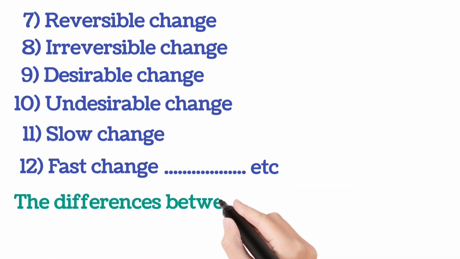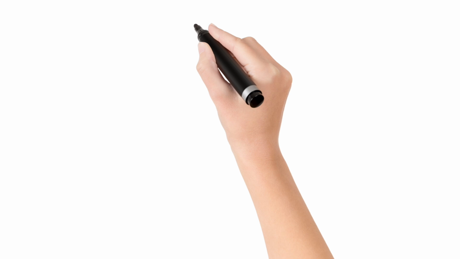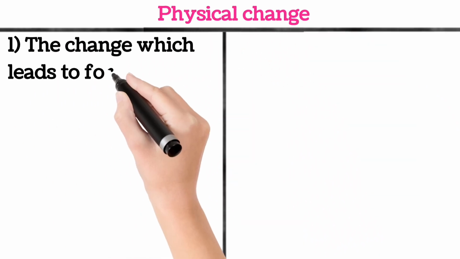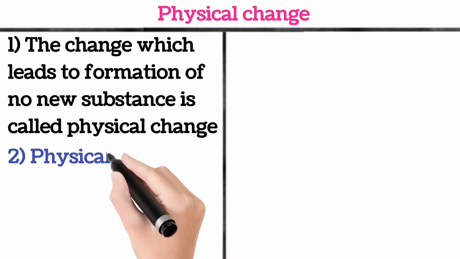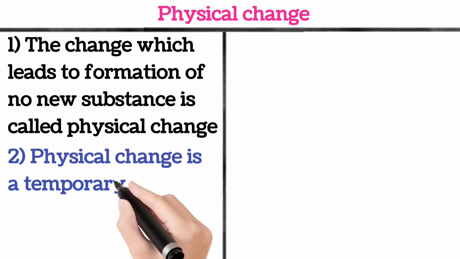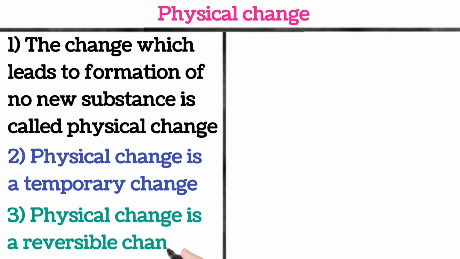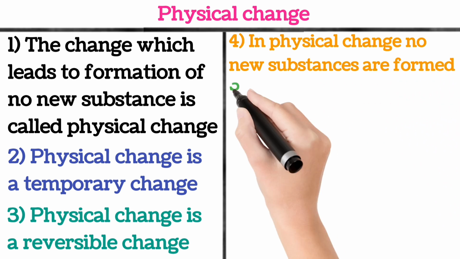Now let me explain the differences between physical change and chemical change. Let me draw a table. First one is physical change and second one is chemical change. First let me explain about physical change. First point, the change which leads to formation of no new substances is called physical change. Second point, physical change is a temporary change. Third point, physical change is a reversible change. Fourth point, in physical change, no new substances are formed.